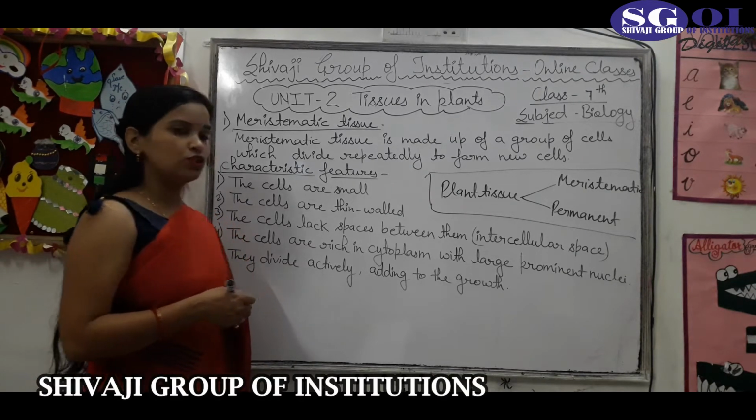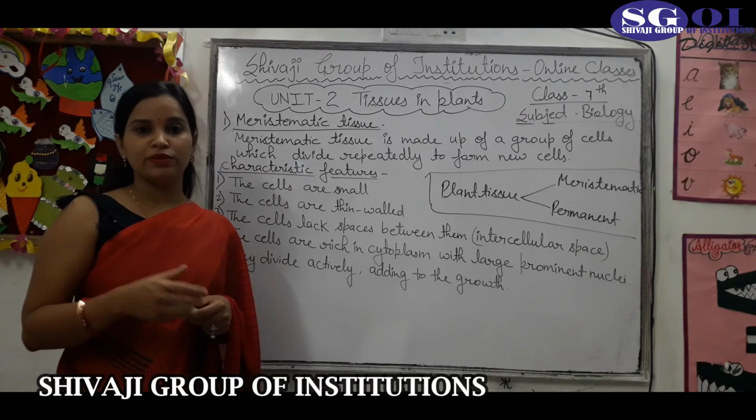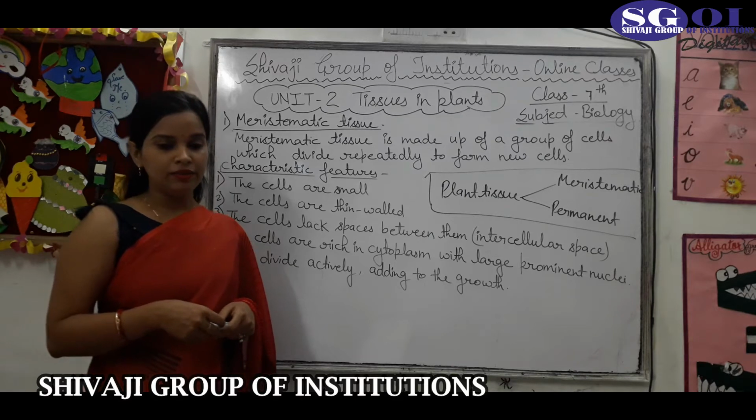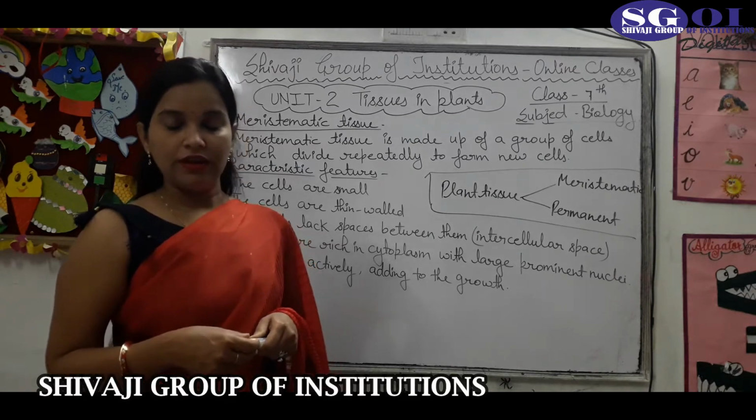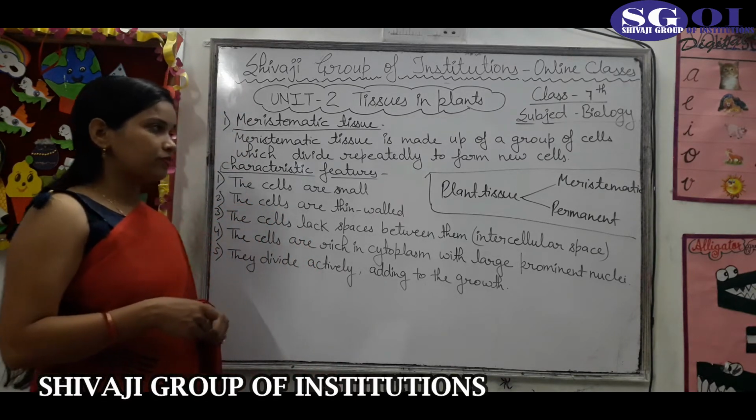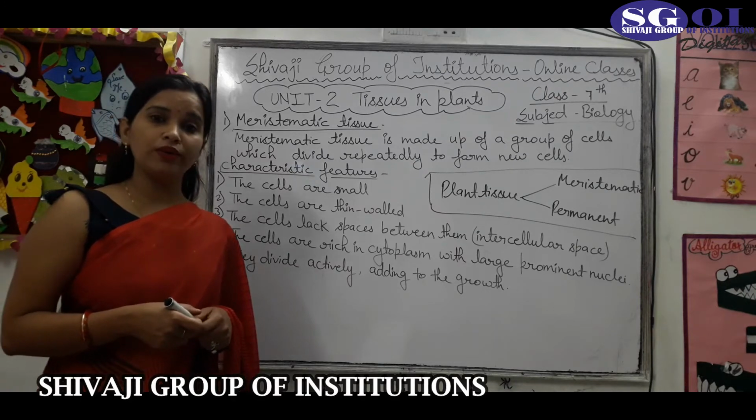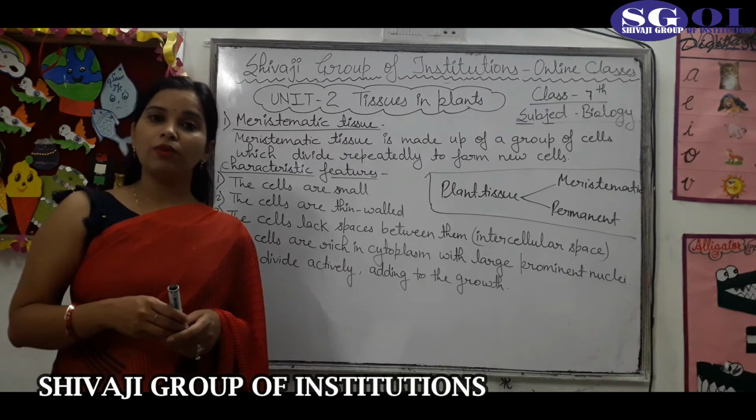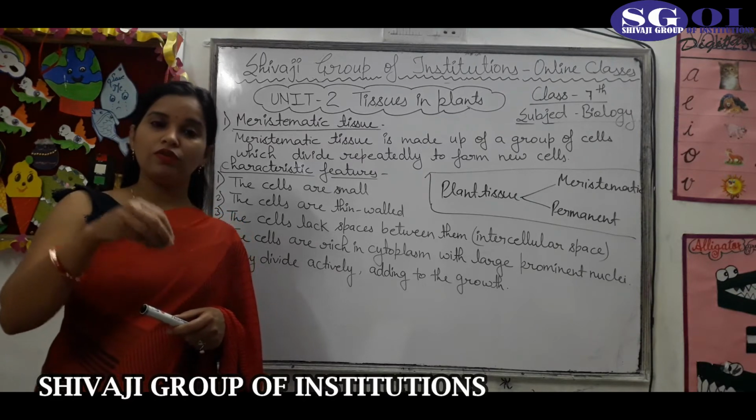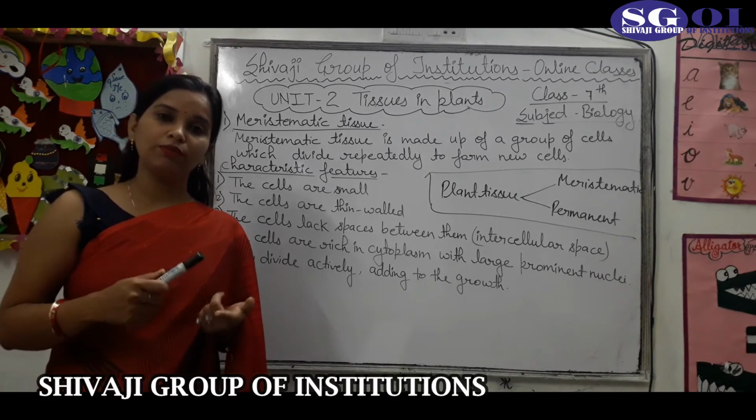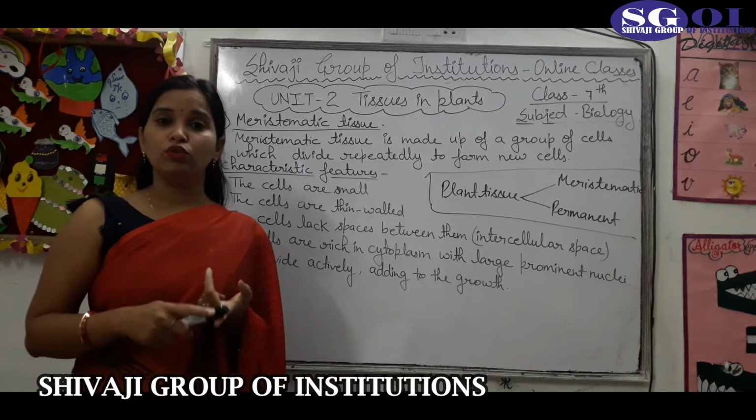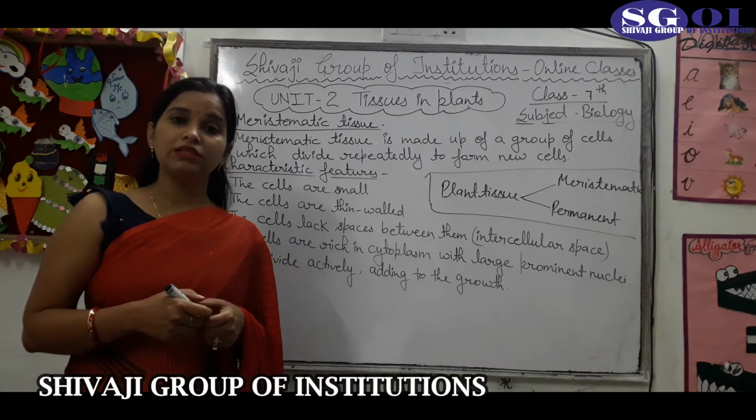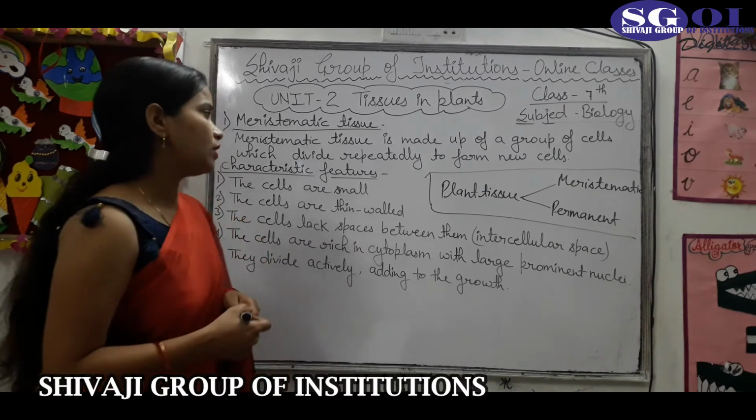And meristematic tissues are also of three types. First is apical meristem, second is intercalary, and third is lateral meristem. Meristematic tissues are found in the growing region of a plant. Suppose the tip of the plant is always in the growing phase, so in the tip of the root and the tip of the shoot, the growing region of a plant, the meristematic tissues are found.